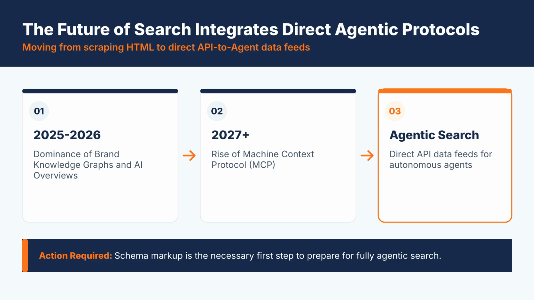The future of search is shifting from simple HTML scraping toward direct, agentic protocols. By implementing robust schema markup today, you are laying the necessary groundwork for your brand to be fully integrated into the autonomous agent ecosystems of tomorrow.